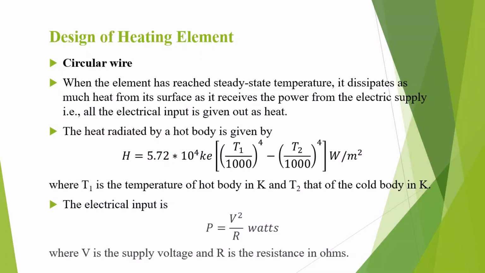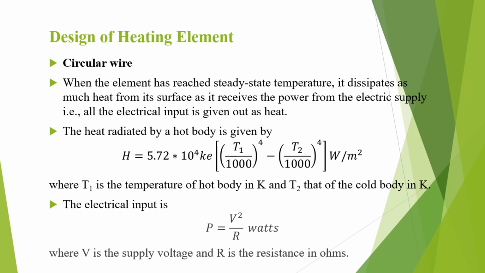Design of heating element. The heating element is in two shapes: one is circular and another is rectangular. So we have two heating elements: a circular wire heating element and a rectangular strip heating element. The design of a heating element is basically finding the dimensions of the heating element. For circular wire, finding the length and diameter, and for rectangular strip, finding the length and width.